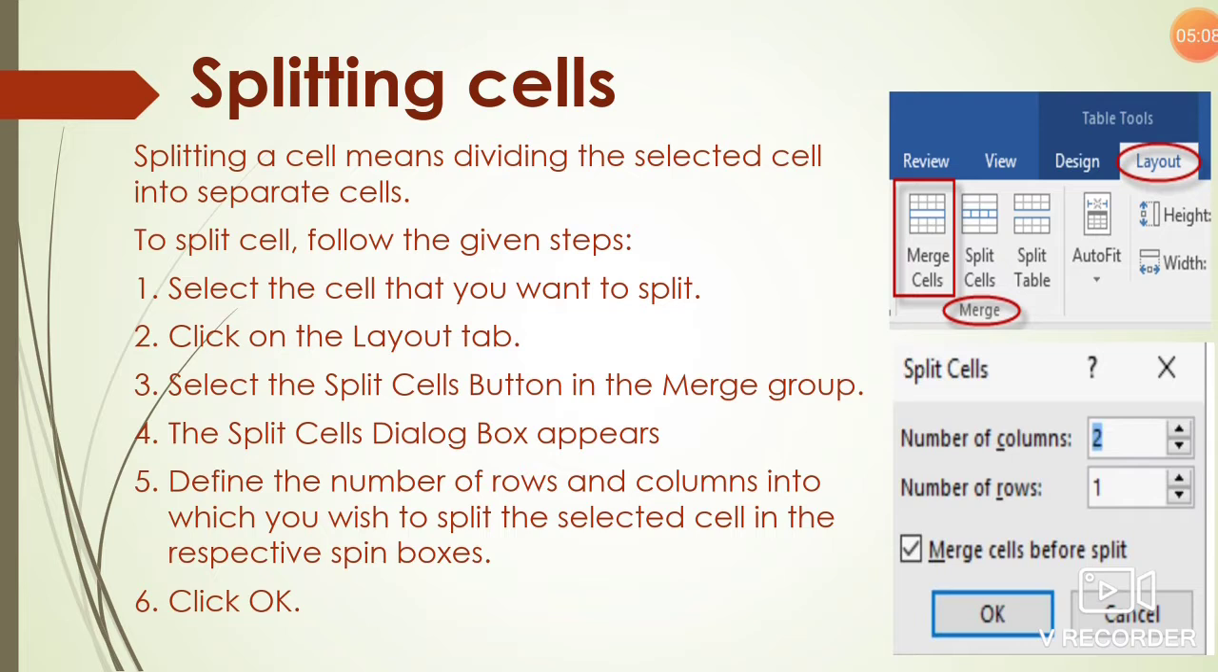Again I am telling you, select the cell that you want to split, then click on the layout tab. In the merge group, select the split cells option, then define the number of rows and columns into which you wish to split the selected cell, then click on the OK option, then your cell will be split.